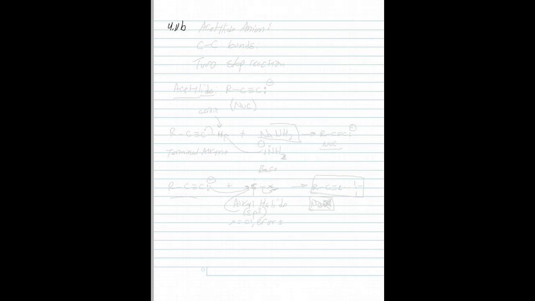All right, the last reaction in this chapter is a special reaction. It's a pretty important reaction. It's what's called an acetylide ion, an anion. What it does is it makes carbon-carbon bonds. It attaches carbons to other carbons.